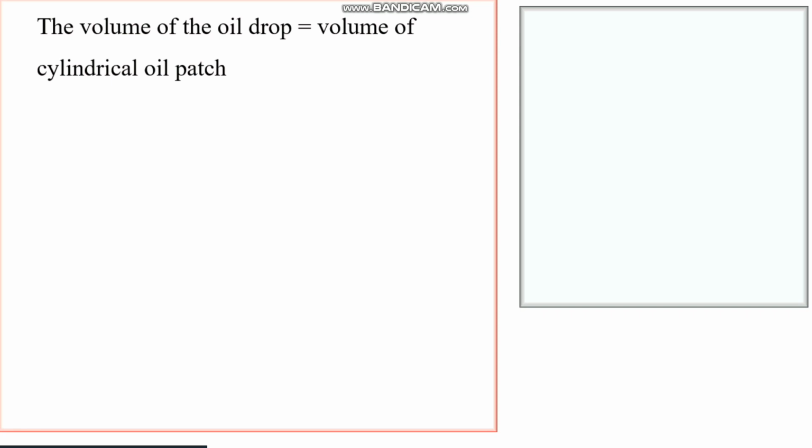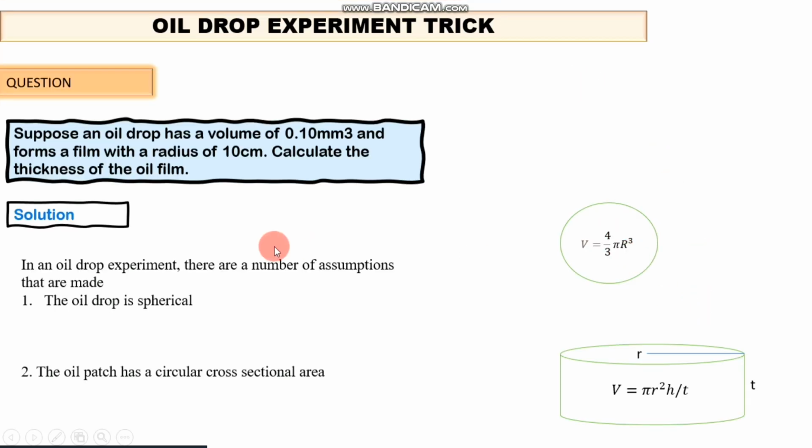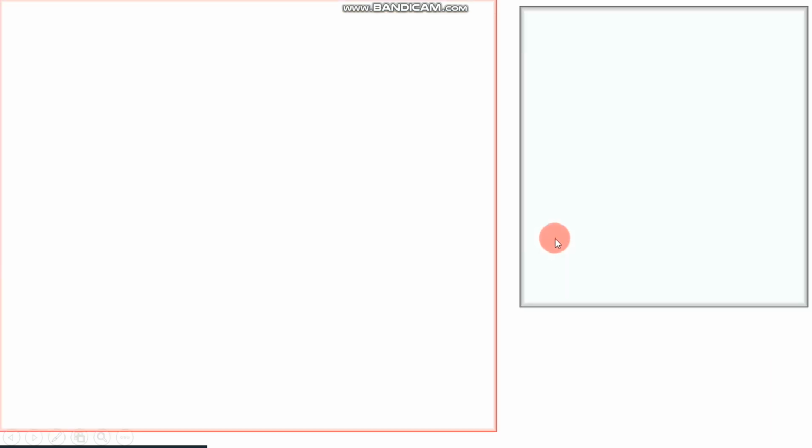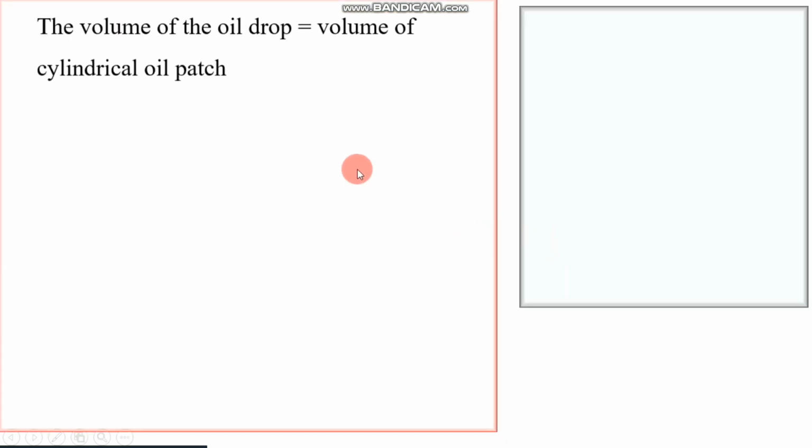So the sphere is given by 4 divided by 3 pi R cubed, and remember, we use the capital R for the radius of the oil drop, and we use the small r for the radius of the oil patch. And the volume of the cylindrical oil patch is given by pi r squared h. So 4 divided by 3 pi R cubed, the volume of the sphere, is equal to pi r squared h, or t. H is the height or thickness in this case. Making the thickness the subject of the formula, we get the thickness to be given by 4 divided by 3 pi R cubed divided by pi r squared.